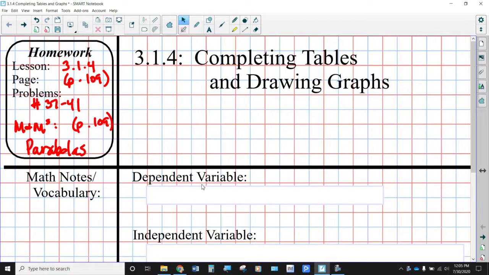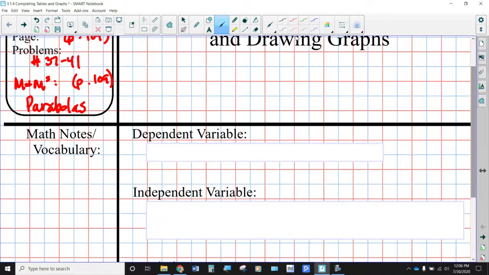Before we get there, though, there are a few vocabulary terms I want to make sure that you get into your notes, into your journal. It starts off with dependent variable and then the independent variable. So remember, this chapter, we've been focusing on two variable equations. And our two variables are like the two variables in that situation that we had with John's redwoods.